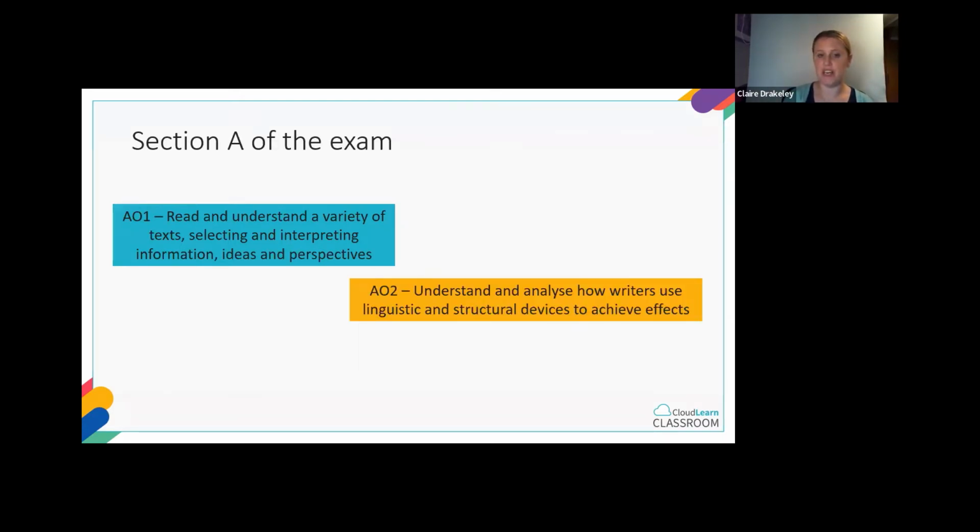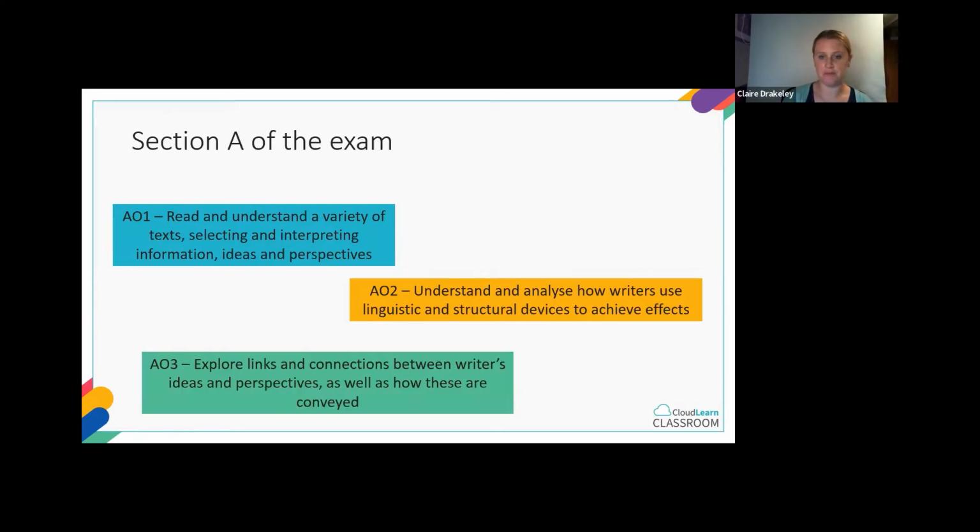Assessment Objective 2 is understand and analyse how writers use linguistic and structural devices to achieve effects. It's very wordy. It's just basically, have you understood and can you analyse how writers are using certain English terms to achieve what they wanted to achieve. And AO3 is to explore links and connections between writers' ideas and perspectives, as well as how these are conveyed. So the questions you will be asked will be written in such a way that should lead your answers to tick these assessment objectives. So don't worry about having to know how each question will be marked. The natural way that they're going to ask you will lead to see whether you understand this or not.